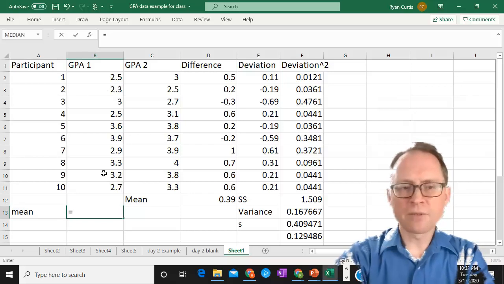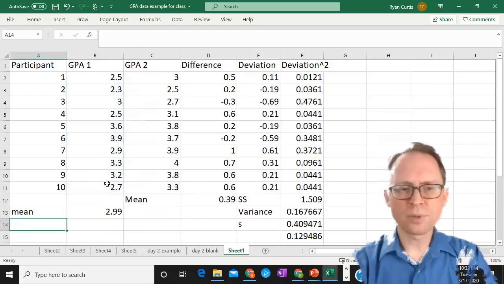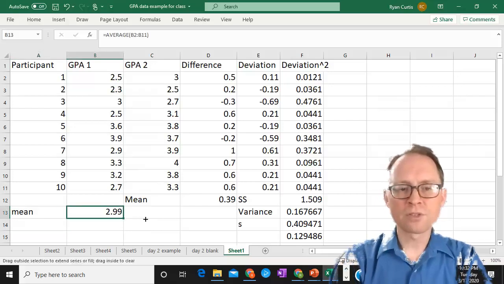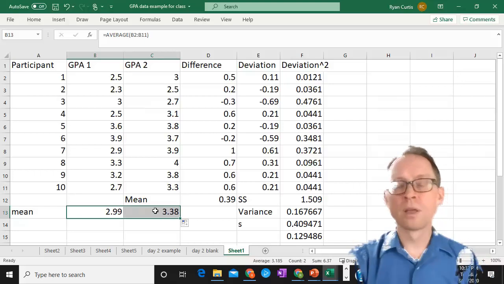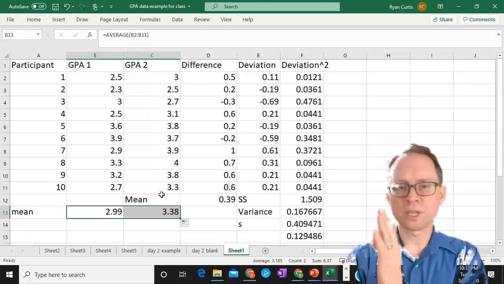And that is the average between this group right here. So the average GPA before the Mozart studying was 2.99. The average GPA after the Mozart studying is 3.38. So when you look at it that way, you know automatically that the mean increased over time.